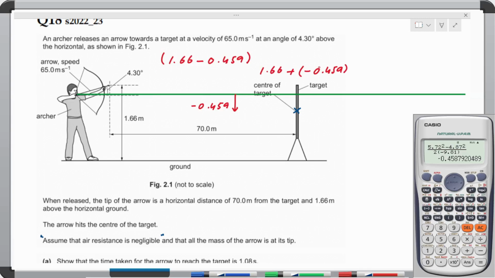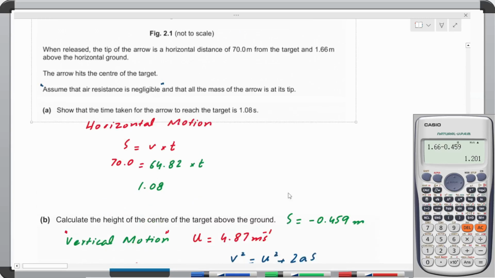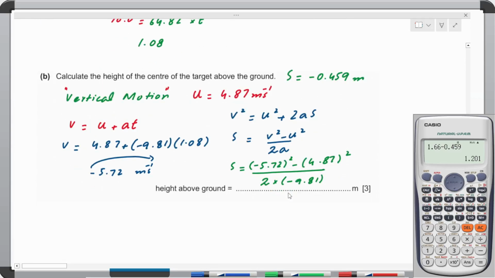So if I hit it on the calculator once again, 1.66 minus 0.459, and what we get is 1.2. In 2 significant figures we can safely write 1.2 meters. So the height above the ground would be 1.2 meters.